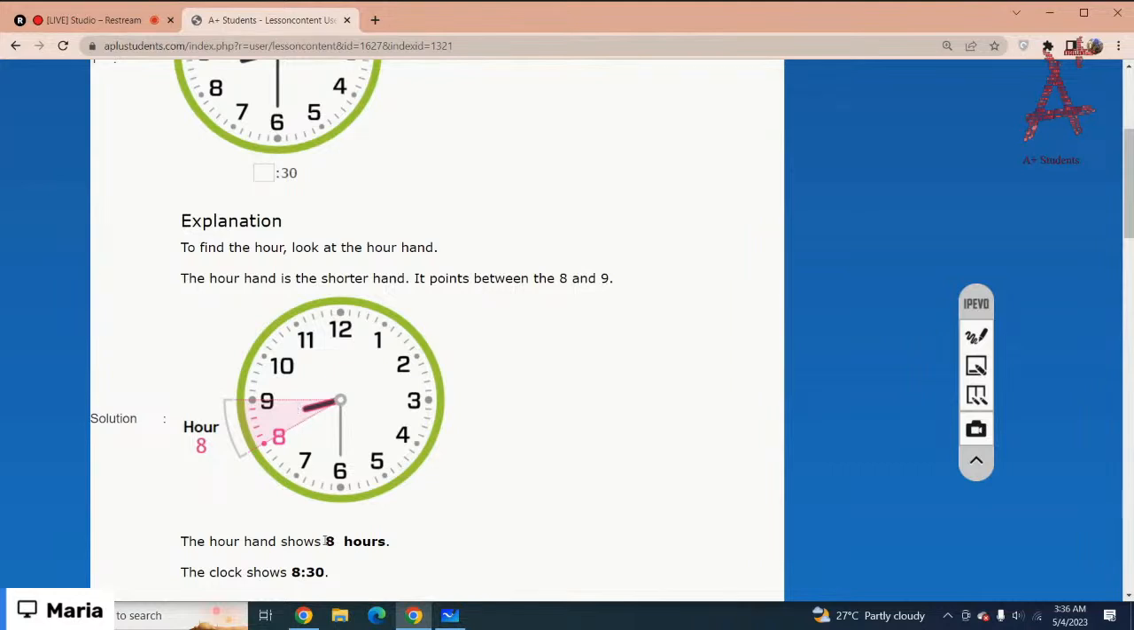Got it? And you can see the minute hand points to 6. Got it? That means it points to 8:30. So the time is 8:30. So it would be 8:30. Let's just start with the practice questions.